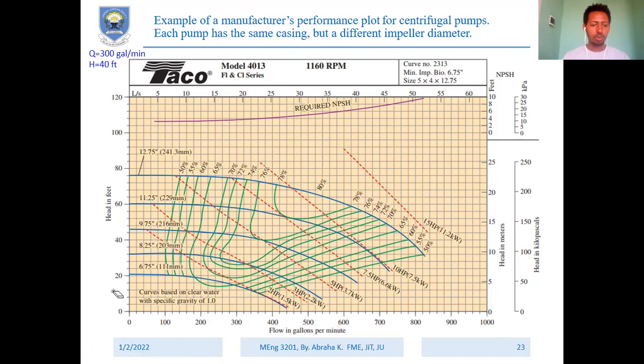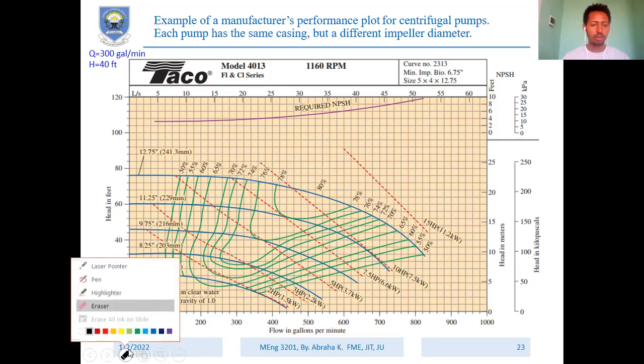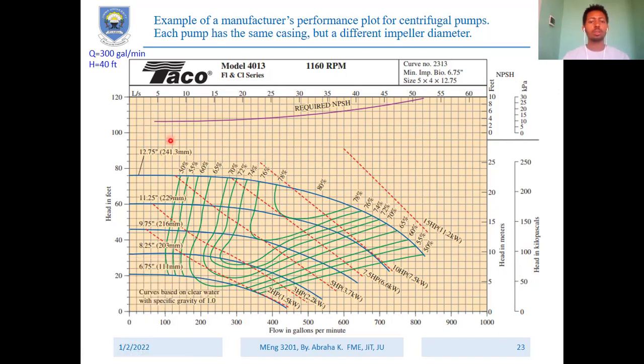Let me choose the highlighter. So in this case, we have different performance parameter curves. They are in different colors. So let's see what each represents. Let me start from the blue curve, the blue smooth curve.